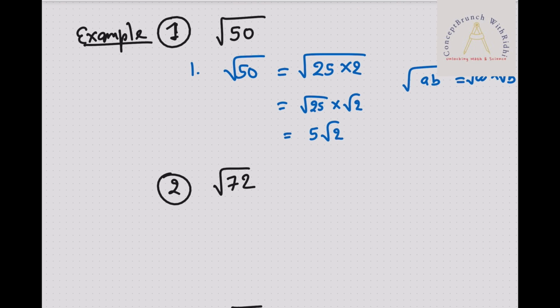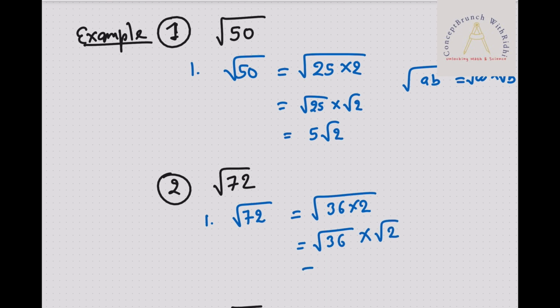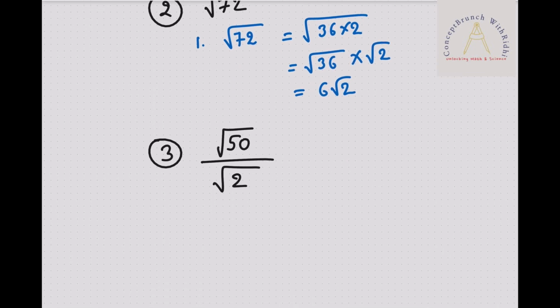Now let's go to the second example. In the second example, same thing, root 72, write the product of its factors, that we can write as 36 times 2, correct? Same formula, we'll break it into root 36 times root 2. Okay, root 36 we can write as 6, and this is your root 2. Okay, let's talk about another example.